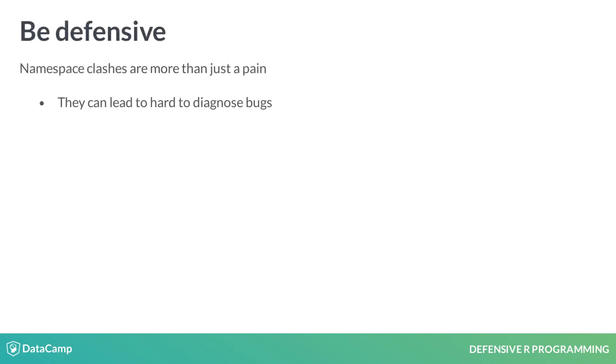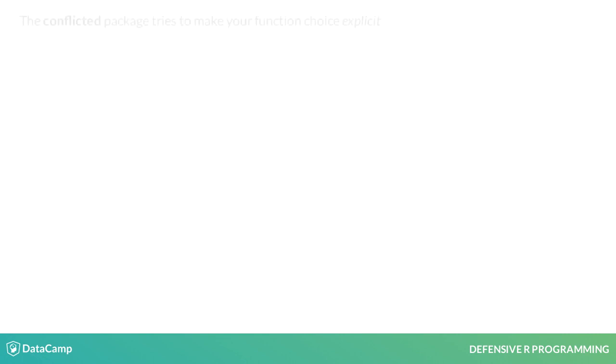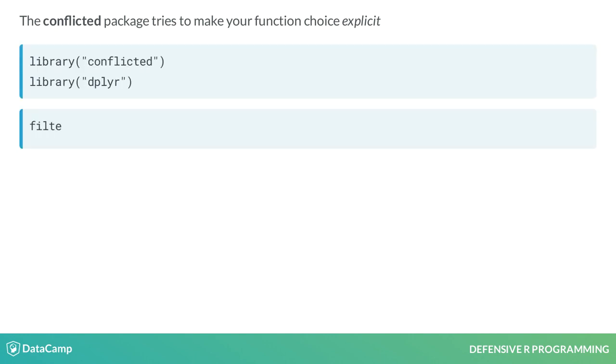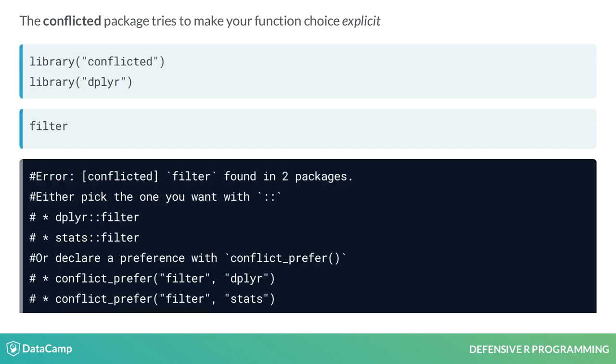Namespace clashes, that is when two functions have the same name, are a pain and can lead to hard to diagnose bugs. A relatively new package aims to make this process a little bit easier. The conflicted package automatically highlights potential package clashes and forces the user, i.e. us, to make a clear choice.